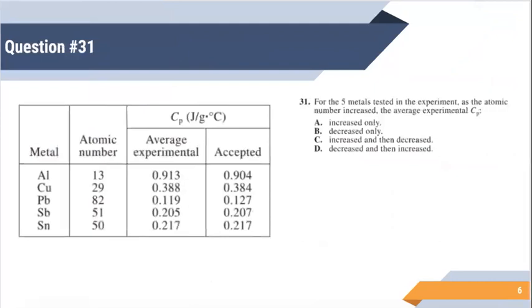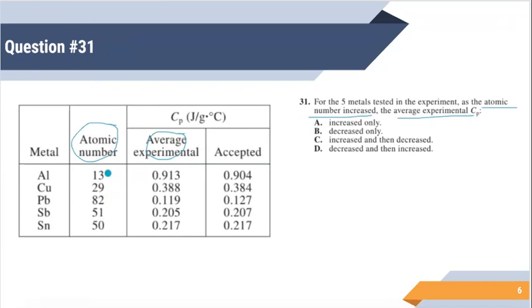All right, try question 31. Question 31 says, for the 5 metals tested, as the atomic number increases, so we're looking at atomic number here, as this goes up, the average experimental, this guy here, does what? Does it go up or down? Okay, so let's start at the smallest atomic number and go up and see what happens to the average experimental.